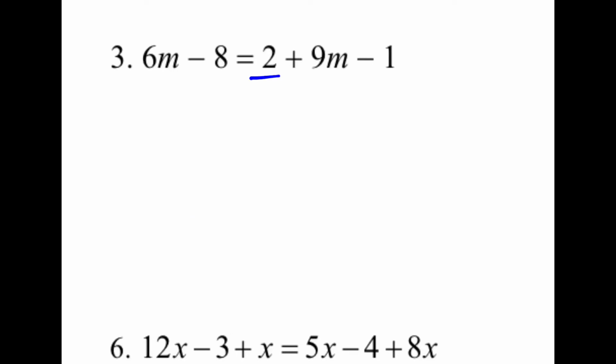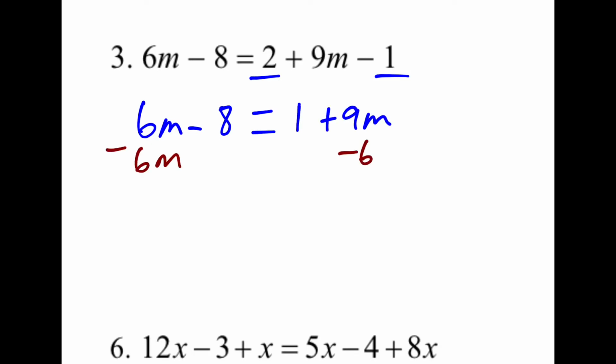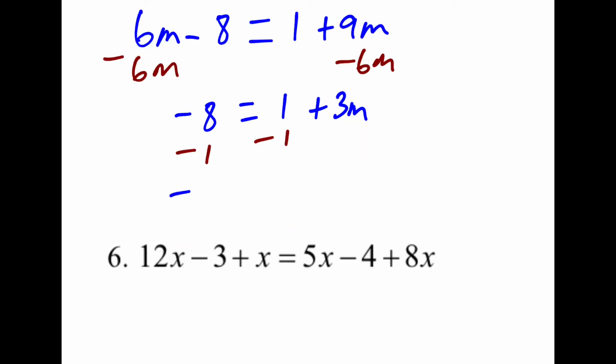There are some like terms to combine on the right side. So this becomes 6m minus 8 is equal to 1 plus 9m. I will subtract 6m from both sides. Notice I'm keeping the m columns together. Then I will subtract 1 from both sides. I'm left with negative 9 is equal to 3m. The last step is to divide by whatever's in front of the variable, which is a 3. M is equal to negative 3.